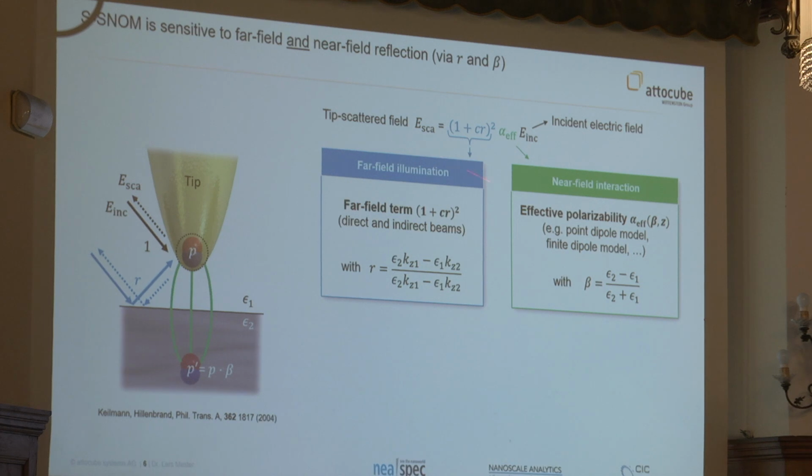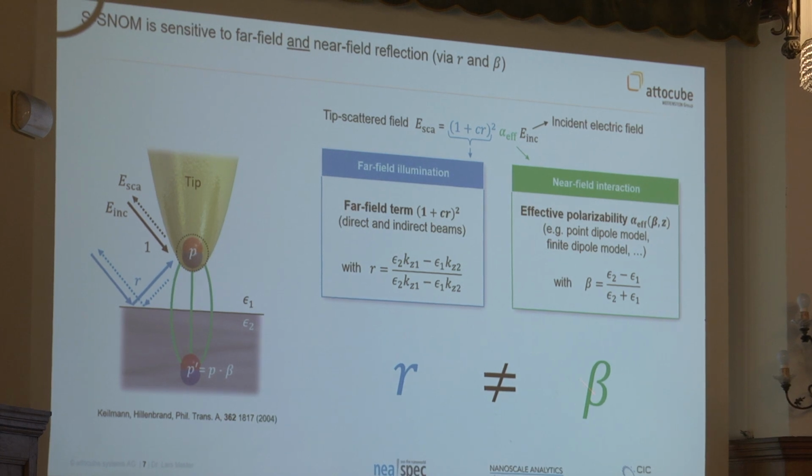So we have in this expression for the scattered field, we have this alpha effective. That's the near-field interaction. That's taking place via this beta. This is the near-field reflection coefficient. And the far fields, they take place via far-field reflection. And these two are, in general, not the same. So that's very important to realize. If you want to do modeling, you need two different expressions for these.